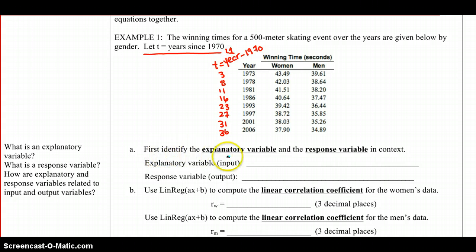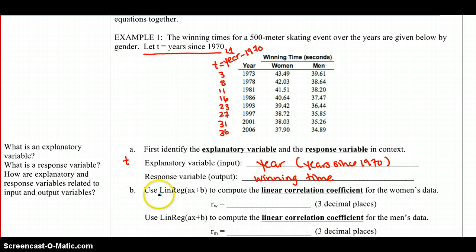And so it says to first identify the explanatory variable and the response variable. So the explanatory variable, the input variable, is the year since 1970, or the year, and so our T. And the output is going to be the winning time. So the winning time depends on which year that we're looking at. So winning time, our response variable, depends on the value of the explanatory variable.